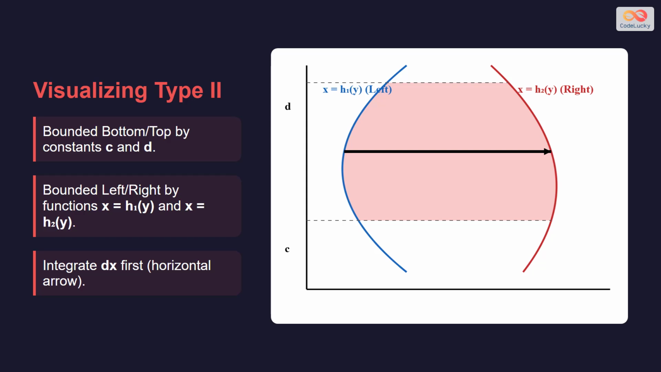Visually, a type 2 region is best analyzed with a horizontal arrow. The arrow starts at the left blue curve, h1 of y, and moves to the right red curve, h2 of y. This indicates that we integrate with respect to x first. The entire region is stacked between the constant y values c and d.